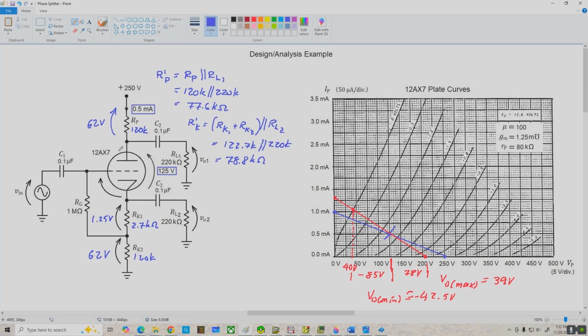All right, now we can find our voltage gain. Let's start with the inverting side of the circuit. We'll call that AV1, and that's equal to negative GM times R prime P divided by 1 plus GM times R prime K, and plugging the numbers in here using a transconductance of 1.25 millimhos, we end up with negative 97 divided by 99.5, which is a voltage gain of negative 0.97.